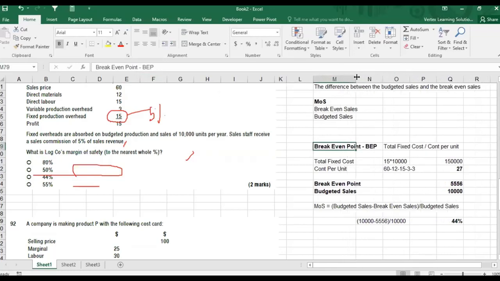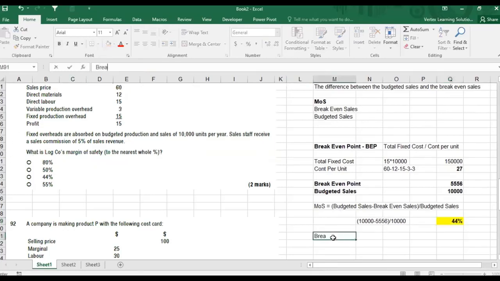Now, just one question here. 44% should be the answer, which is option C. So you have got a margin of safety of 44%. Now the question is finished, we have done it. Just one quick question: what is your break-even revenue? Can you tell me what your break-even revenue is now?